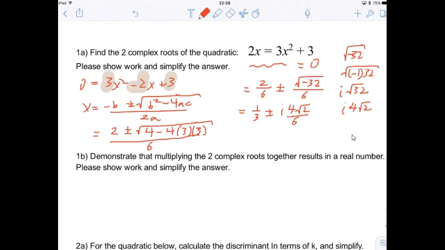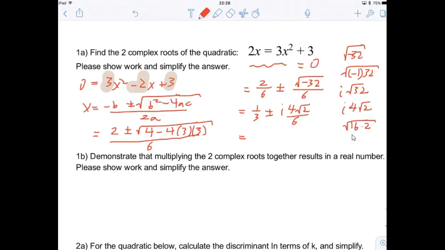The reason why I can make square root of 32 into 4 square root of 2 is because square root of 32 could be written as 16 times 2, right? And so that would be the square root of 16 times the square root of 2. Square root of 16 is 4.